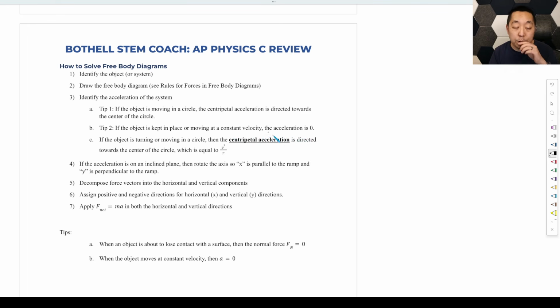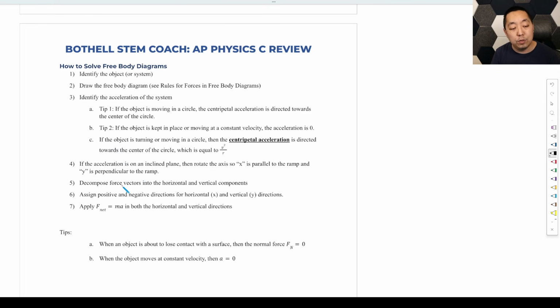There's always centripetal acceleration anytime we're changing directions, or moving on a circular path. There's a tangential acceleration if you're just speeding up or slowing down. If the acceleration's on an inclined plane, then we might need to rotate the axes so that the x-axis direction is parallel to where the acceleration is, and the y is perpendicular to the direction of the acceleration.